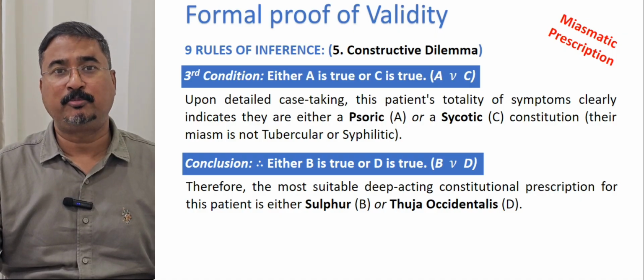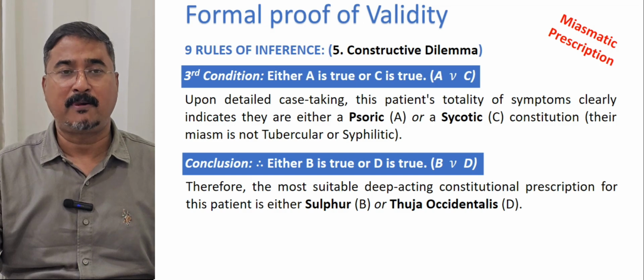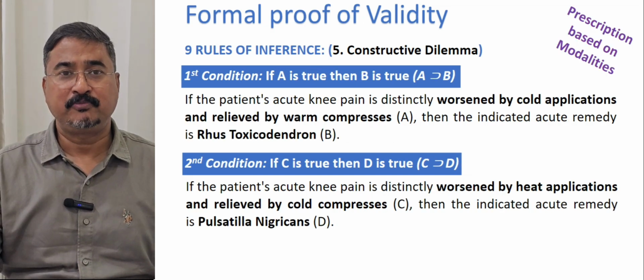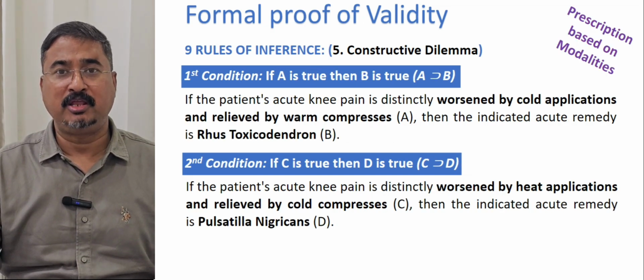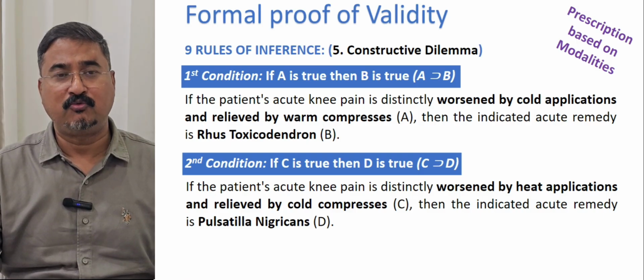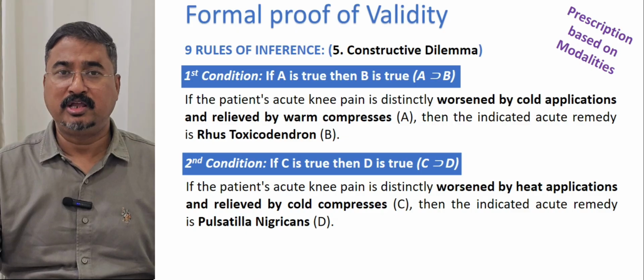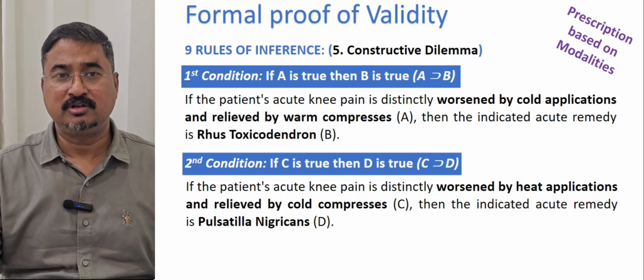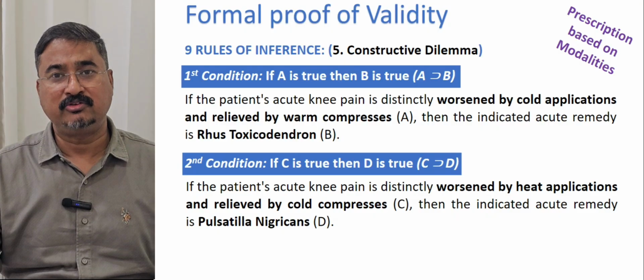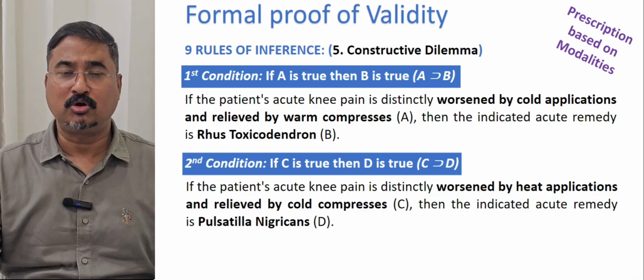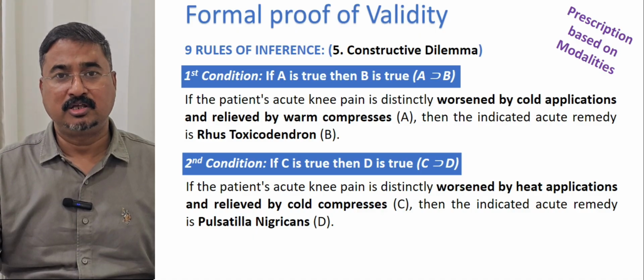Let us take an example of prescription based on modalities. First condition, if the patient's acute knee pain is distinctly worsened by cold applications and relieved by warm compresses, then the indicated acute remedy is Rhus tox. Second condition, if the patient's acute knee pain is distinctly worsened by heat applications and relieved by cold compresses, then the indicated acute remedy is Pulsatilla nigricans.